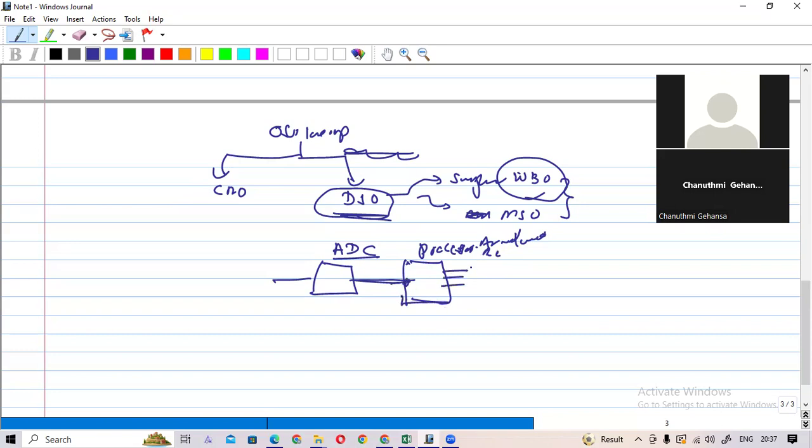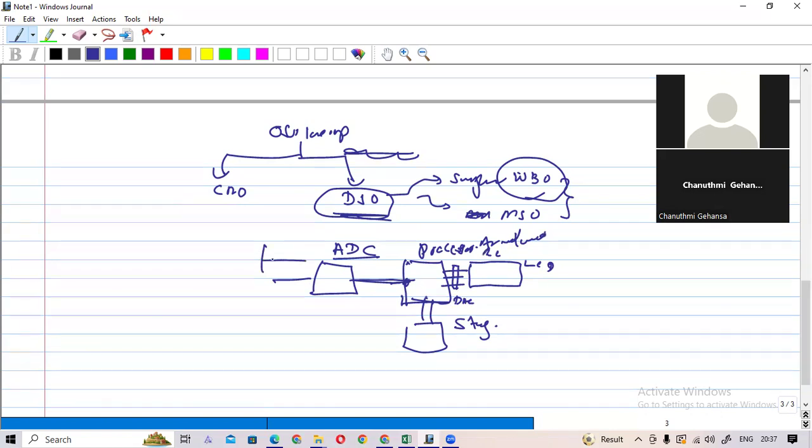Then we should have an LCD display. Then we should have a storage device. Storage, that is the only thing. Here we need to have a DAC. Okay, DAC also.